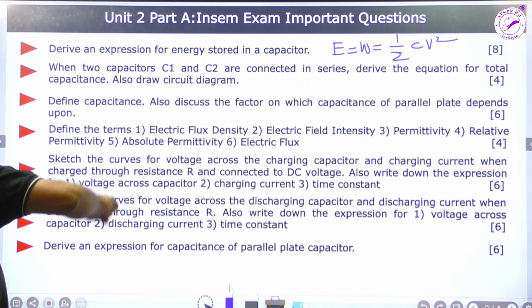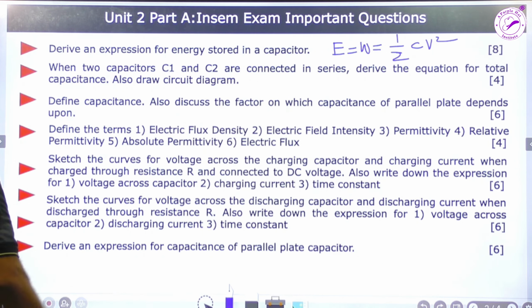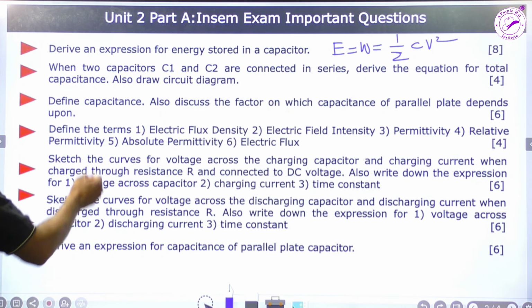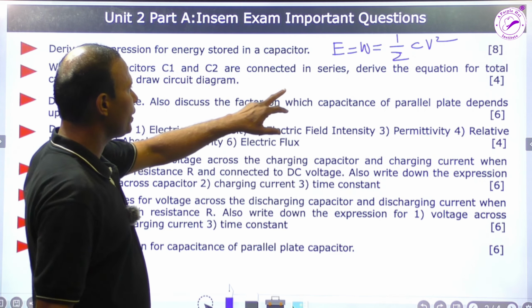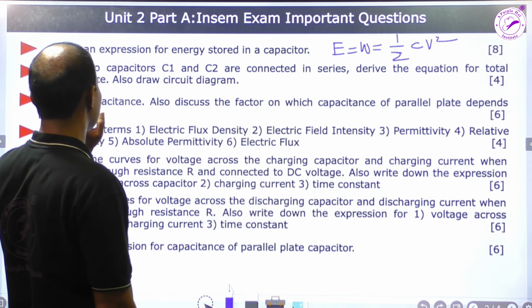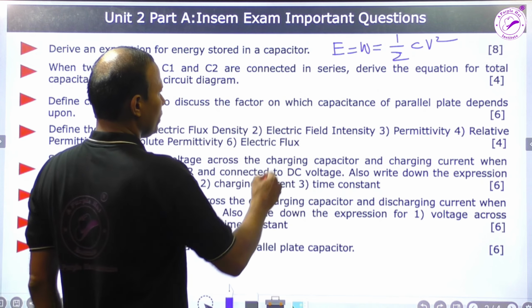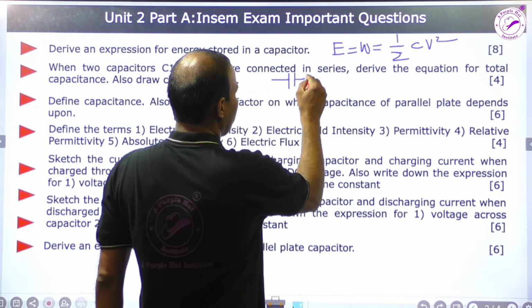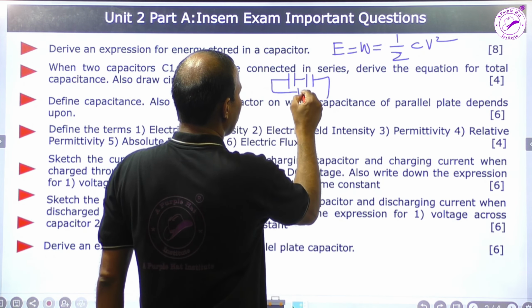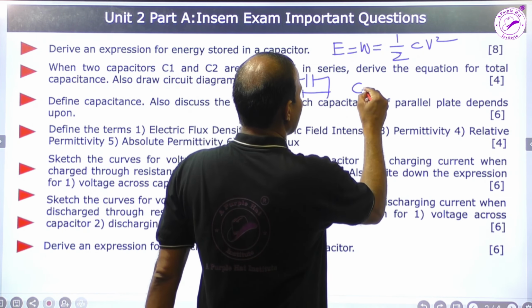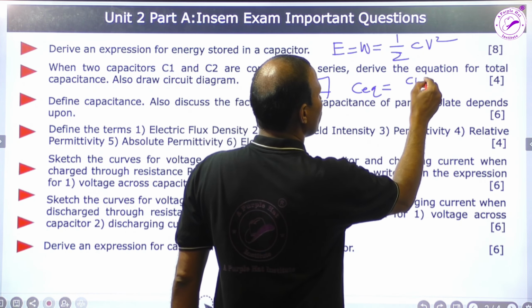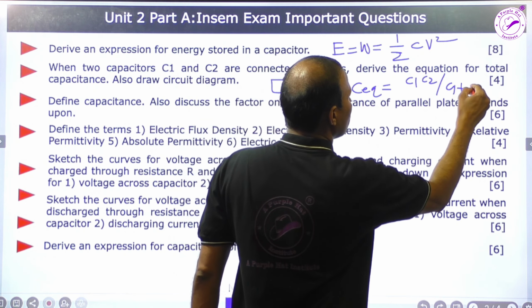You have to express this energy equation for 6 or 8 marks. When two capacitors C1, C2 are connected in series, derive the equation for total capacitance. Also draw the circuit diagram. Yes, when two capacitors are connected in series, you have to find the equivalent capacitance. So C equivalent is equal to C1 C2 upon C1 plus C2.